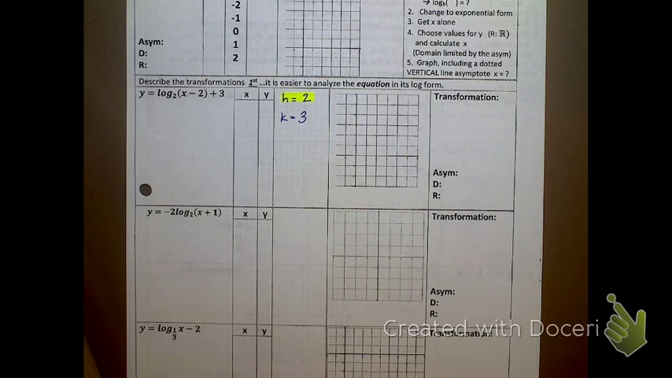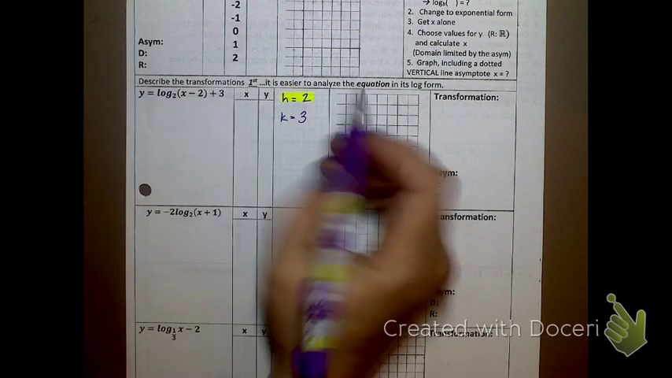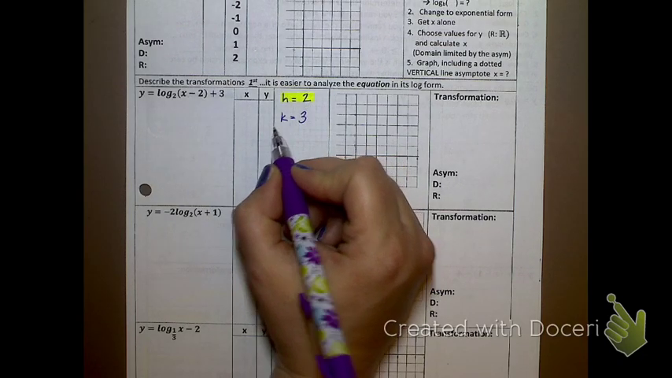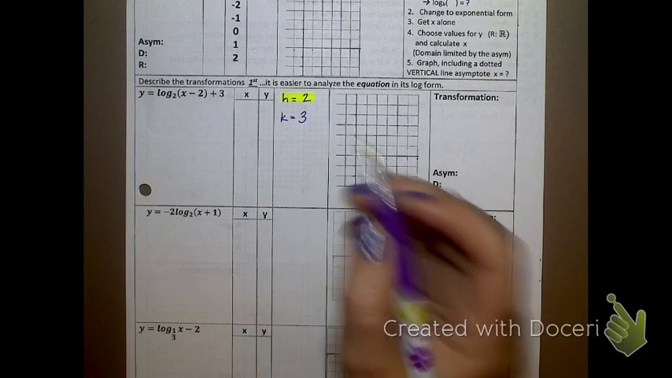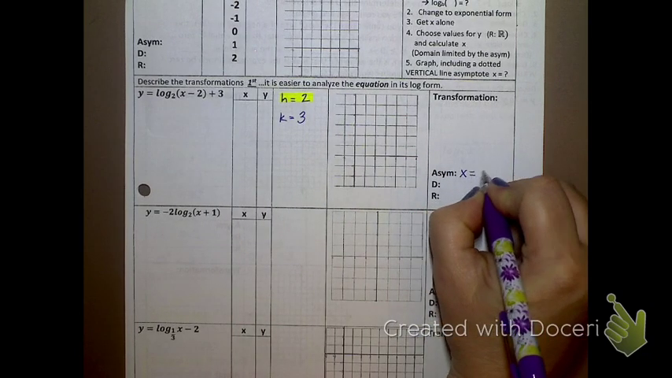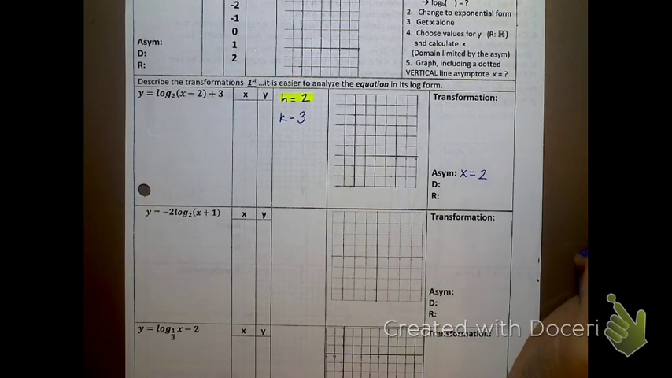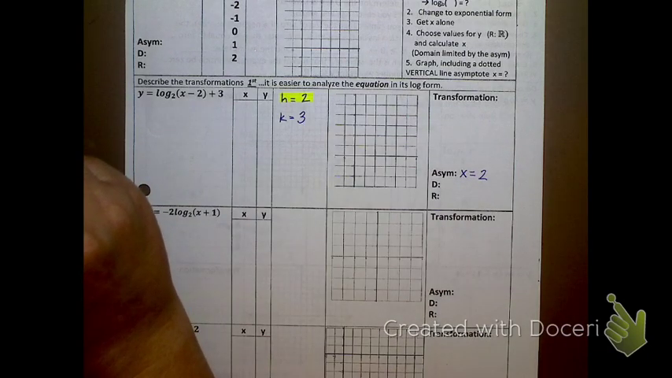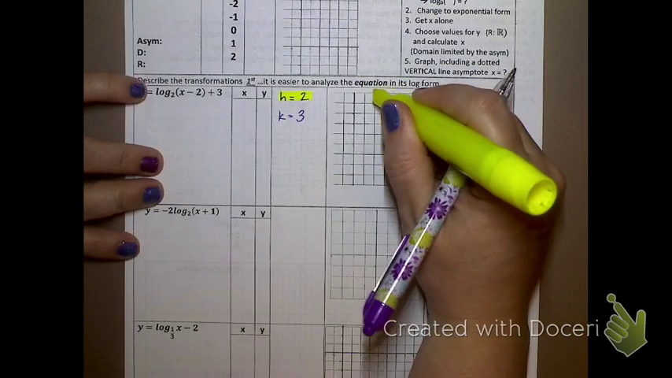I love how everyone's getting their highlighters now. Your asymptote is not k now, it is h. And your asymptote before, it was y equals k. Now it's x equals h. So my asymptote is x equals what? 2. What in the world does that look like? Well, if everything's opposite, it's not a horizontal line, it is a vertical line.